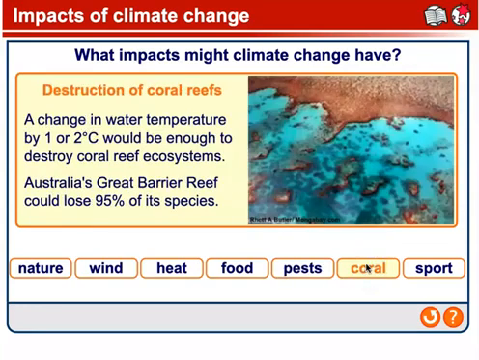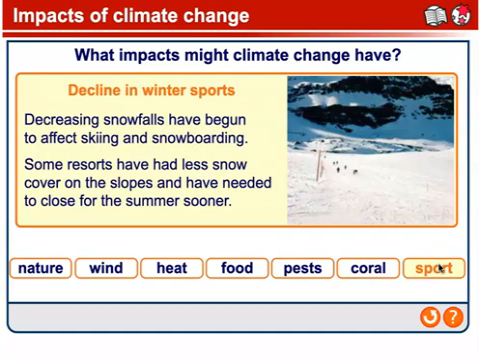Coral, destruction of coral reefs. A change in water temperature by 1 or 2 degrees Celsius would be enough to destroy coral reef ecosystems. Australia's Great Barrier Reef could lose 90% of its species. And of course, sports, a decline in winter sports. If we have decreasing snowfall in regions where typically we've had high snowfall, it can affect things like skiing, snowboarding, maybe snowmobiling, and other outdoor recreation that might take place in the snow. Some resorts have had less snow cover on the slopes and have needed to close for the summer sooner.